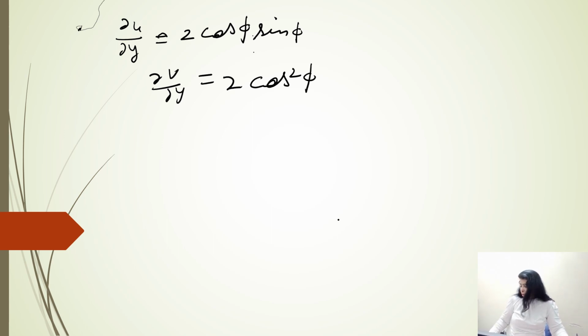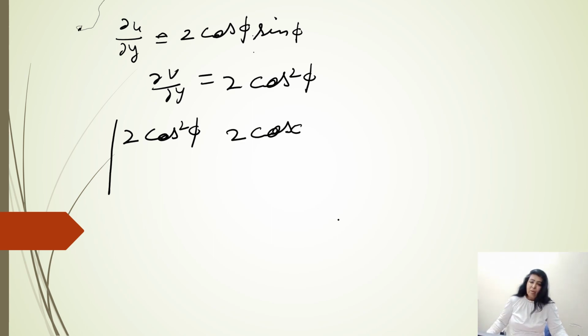So substituting all the values given to us, del u by del x is 2 cos square phi, then you have 2 cos phi sin phi. This is just a simple calculation. Then 2 cos phi sin phi and then you have 2 cos square phi.